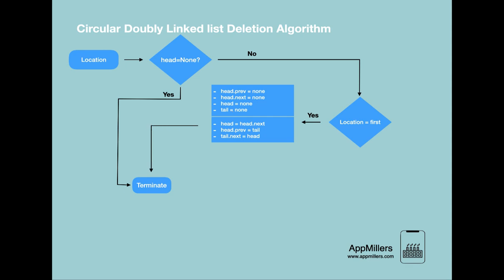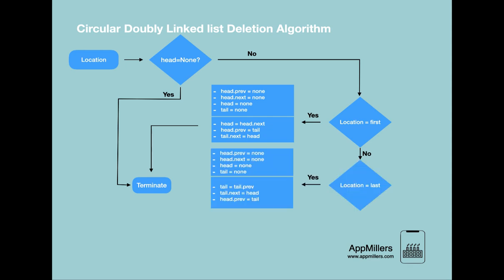Then the next step is we need to check again location parameter. So if location parameter points to last, it means that we want to delete a node from the end of circular double linked list. Now here again we have 2 cases. The first case is in which we have only one node. So this is same as the way that we delete the first node. So here we are just setting all references to none. So by doing so, we are successfully deleting a node from the last of circular double linked list in which we have only one node.